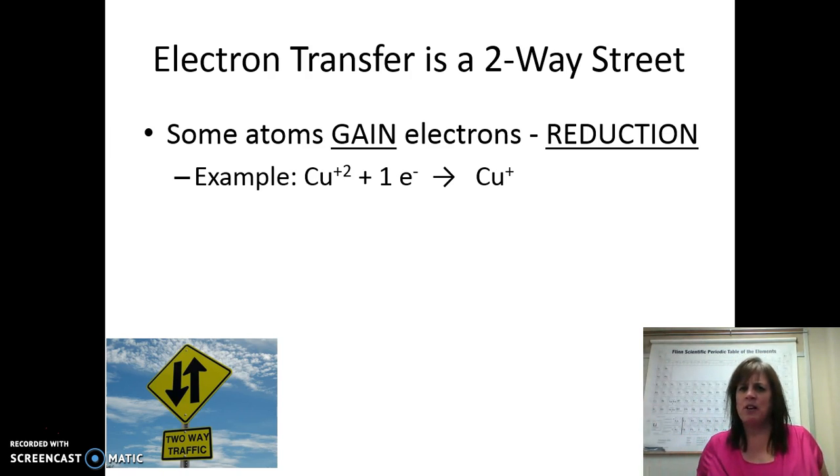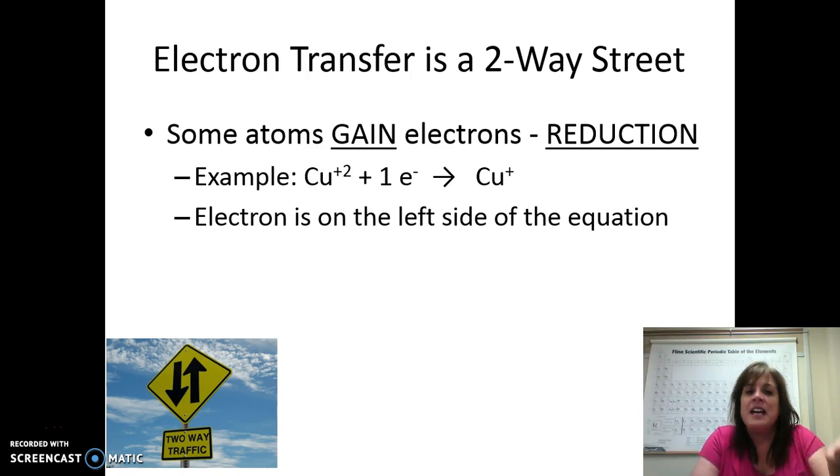Well, that seems weird, right? If I gain something, I'm being reduced. But remember, electrons have a negative charge. And so if you look at this example, you can see why they call it reduction. Here's copper plus 2. It gains an electron and becomes copper plus 1. So that charge was reduced because electrons are negative. And in fact, if we write one of these little half reactions, we can see that the electron is on the left side of the equation because I'm gaining it. So it's a reactant.